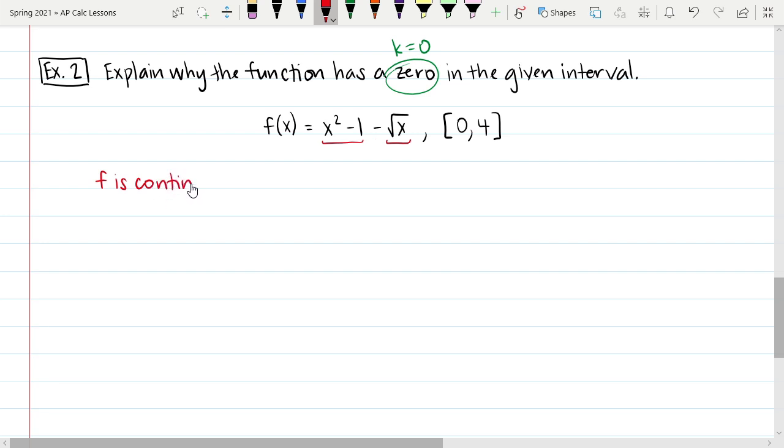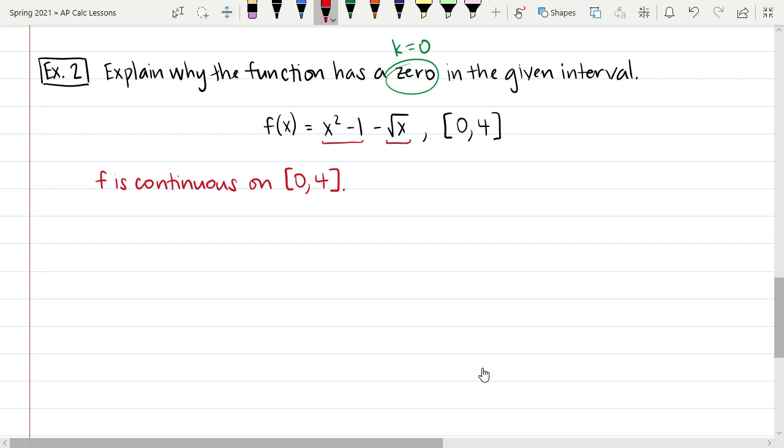is continuous on the closed interval from 0 to 4. Now notice this time I'm stating a specific interval, unlike the previous example, because on this example we are discussing a specific interval already. Okay, so we're specifically trying to prove that the 0 exists on this interval, so we're focusing exclusively on that interval. All right, so f is continuous on the interval from 0 to 4.